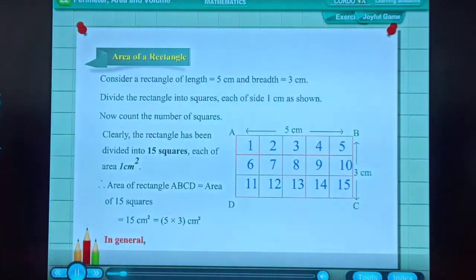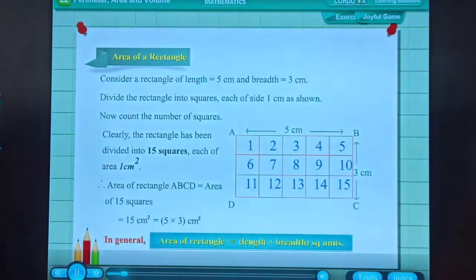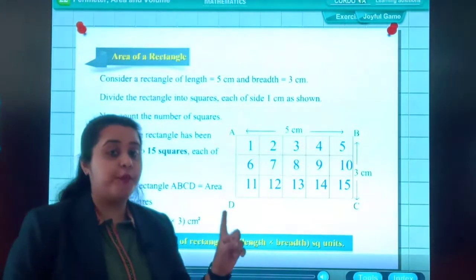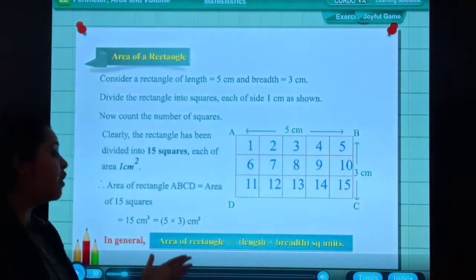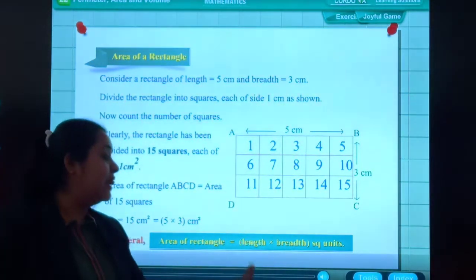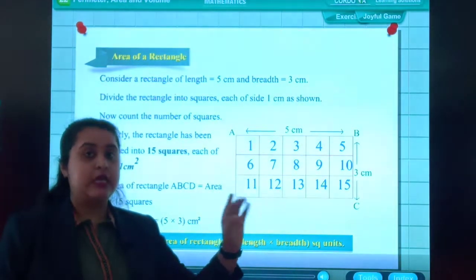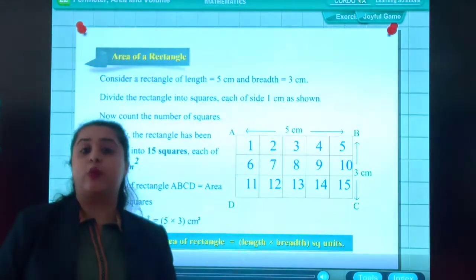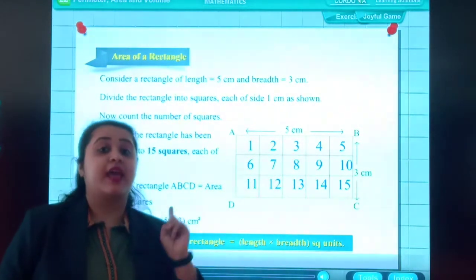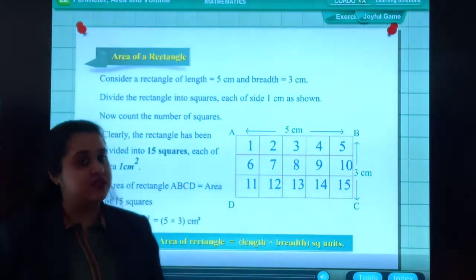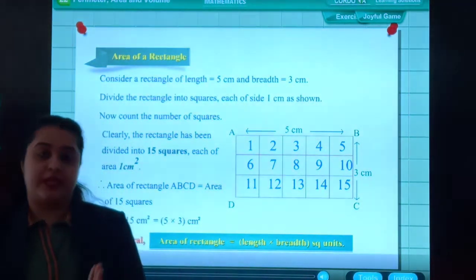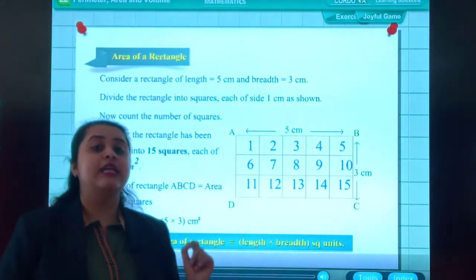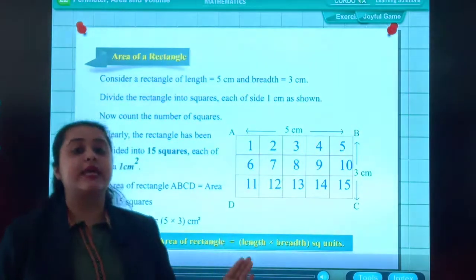In general, area of rectangle is equal to length into breadth, square units. In this, you have to remember the formula. That is, area of rectangle equals to length into breadth. Square, जो भी आपका आंसर आएगा वो square units में आएगा. It might be square meters or centimeter. Repeat after me. Area of rectangle equals to length into breadth.